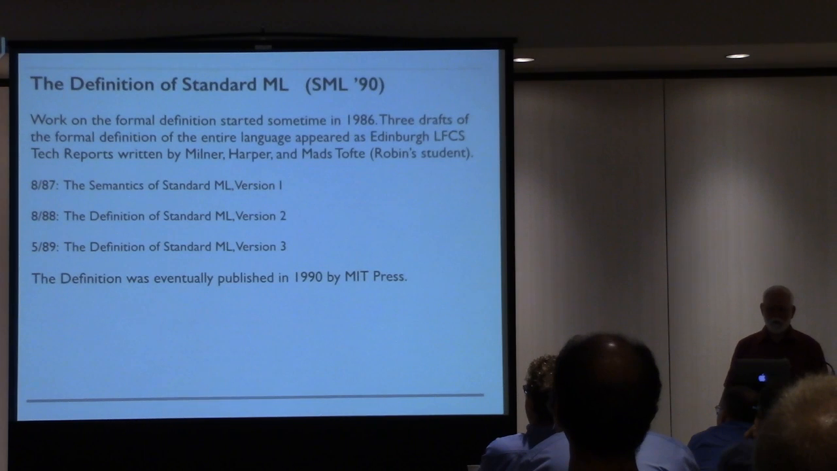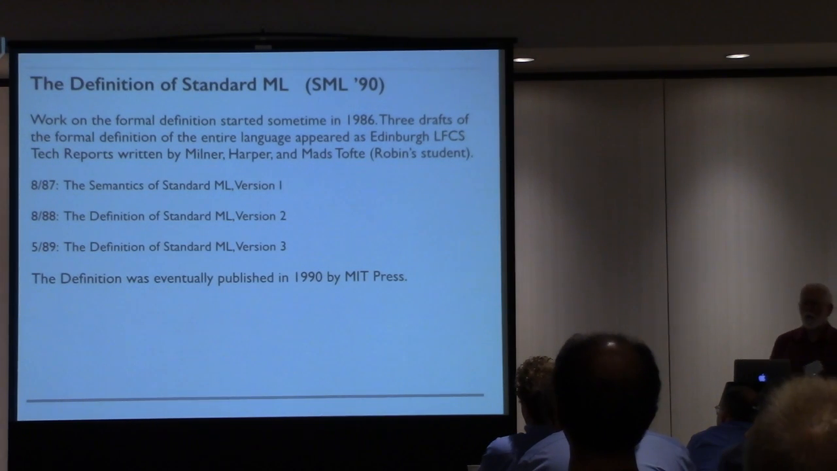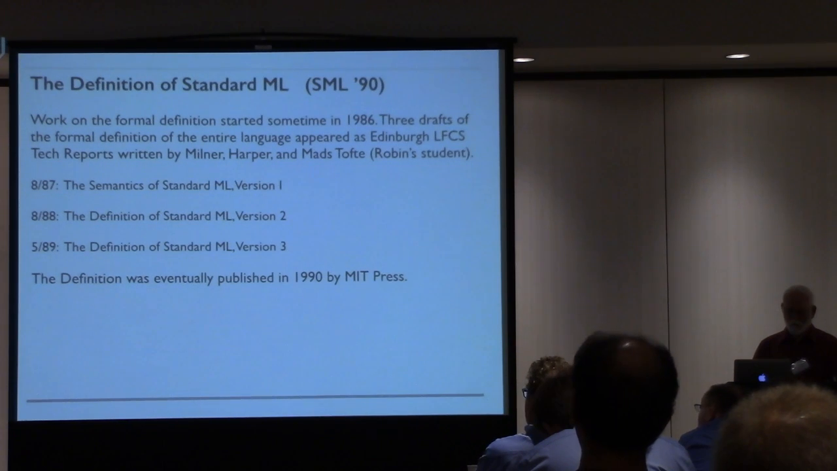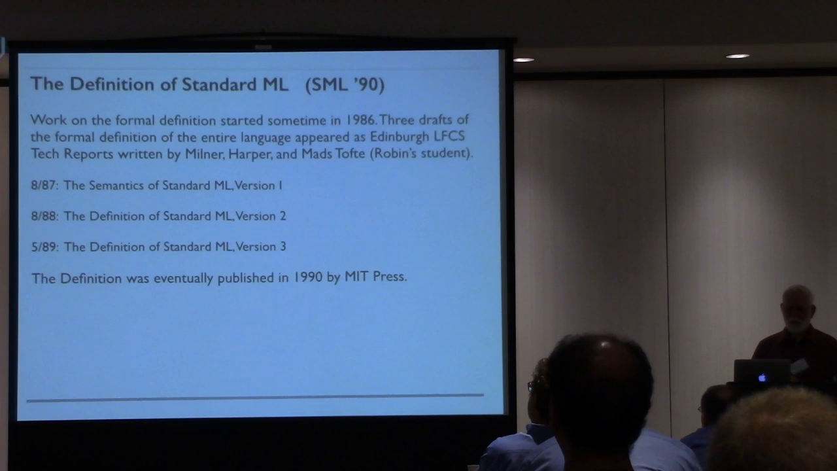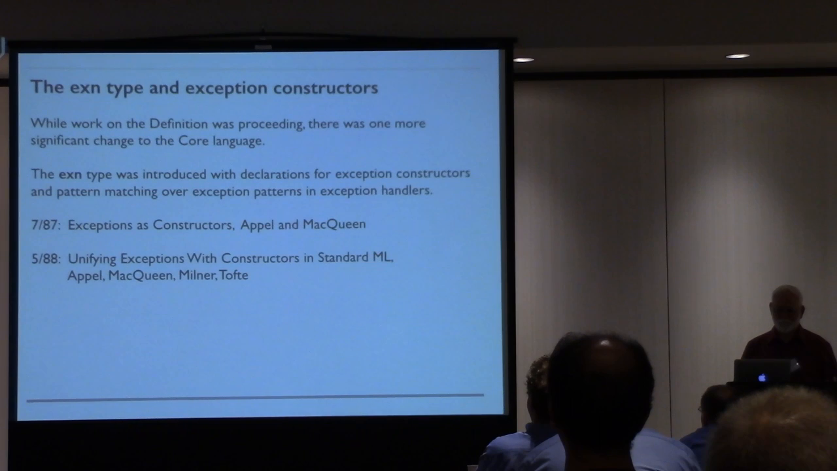And then starting in 86, Robin and Mads in particular got down to writing the formal semantics, which became the book. And there were roughly annual editions of that published as Edinburgh tech reports. And then finally, in 1990, it was published by MIT Press.